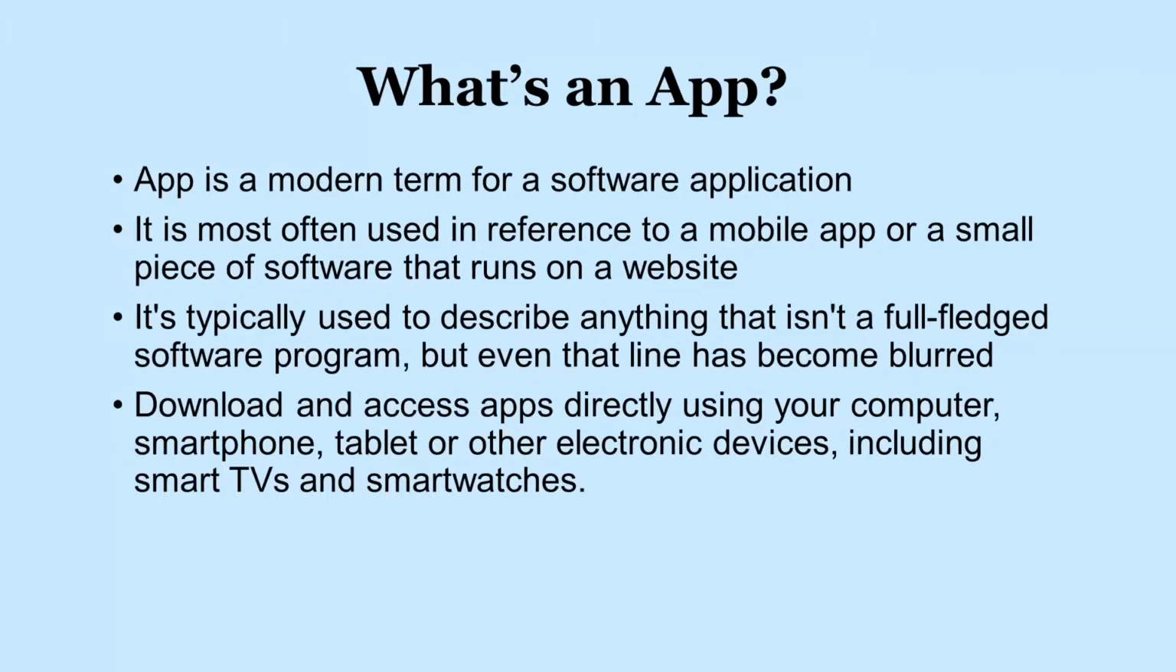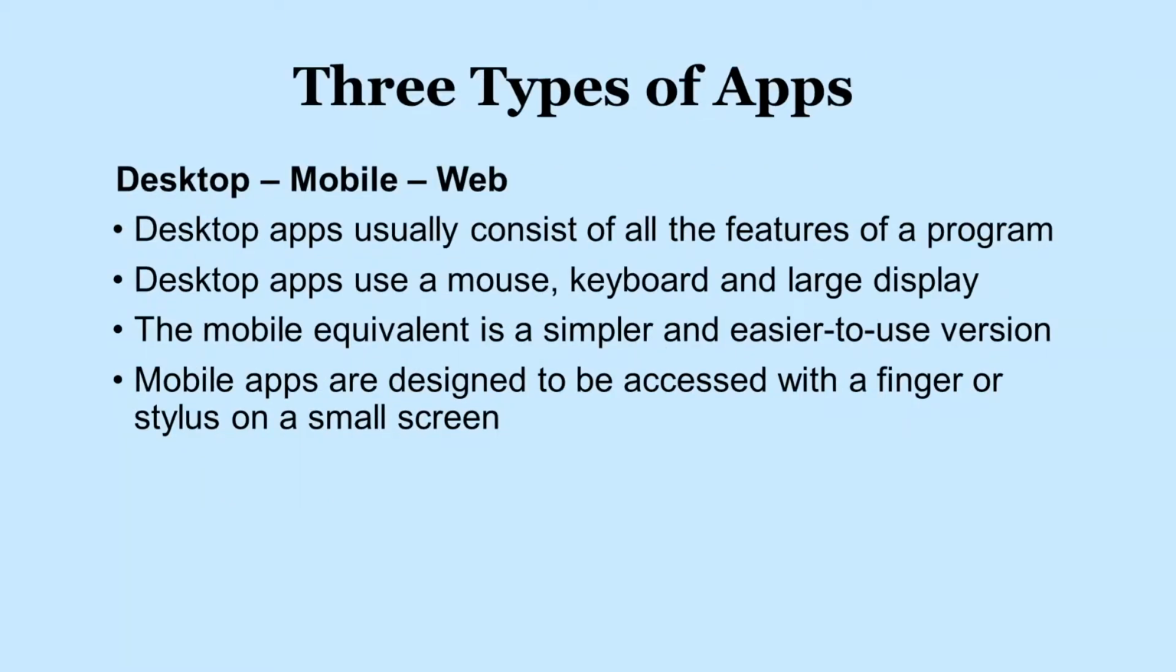You can download and access apps directly using your computer, smartphones, tablets, or other electronic devices, including smart TVs and smart watches. As you can see, there are three types of apps: desktop, which mainly means Windows 10 at the moment, mobile, your smartphone, and web. Web means basically that they're accessible through your web browser.